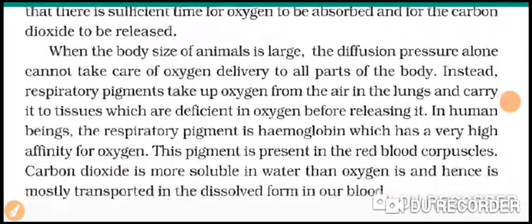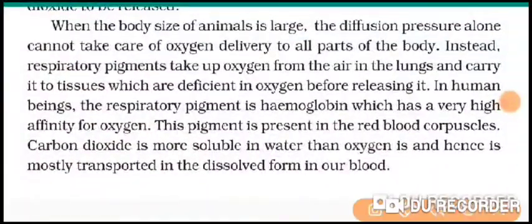Now, when the size of the body increases, for example in the case of larger animals, the diffusion pressure alone will not work. So therefore, there should be an additional help. That additional help is the respiratory pigment hemoglobin. The respiratory pigment hemoglobin in the blood helps in picking up the oxygen from the alveoli region. Is that point clear? The oxygen which is present in the alveoli is picked up from there by the hemoglobin, because hemoglobin has an affinity.